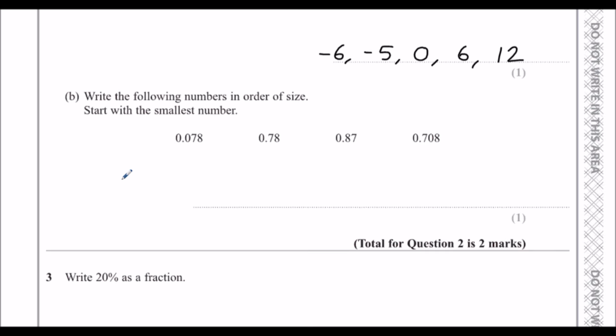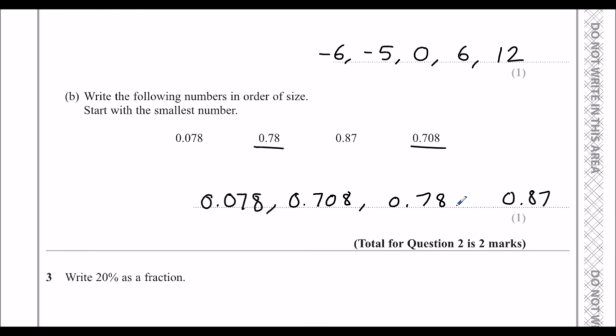Part B. Write the following numbers in order of size. Start with the smallest number. So we've got decimals this time. So we look at the tenths first. So we've got 0, 7, 8 and 7. So the smallest one is the 0, 0.078. The biggest one was the one that had the 8 in the tenths. And we've got 2 with 7 in the tenths. Then we look at the hundredths next. This one's got a 0. This one's got an 8. So the one with the 0 is smaller. 0.708 and then 0.78.